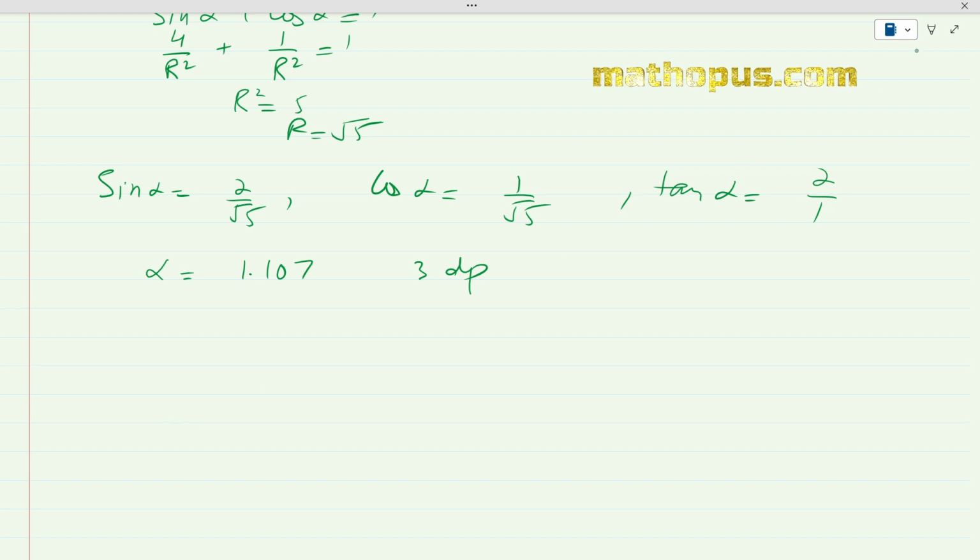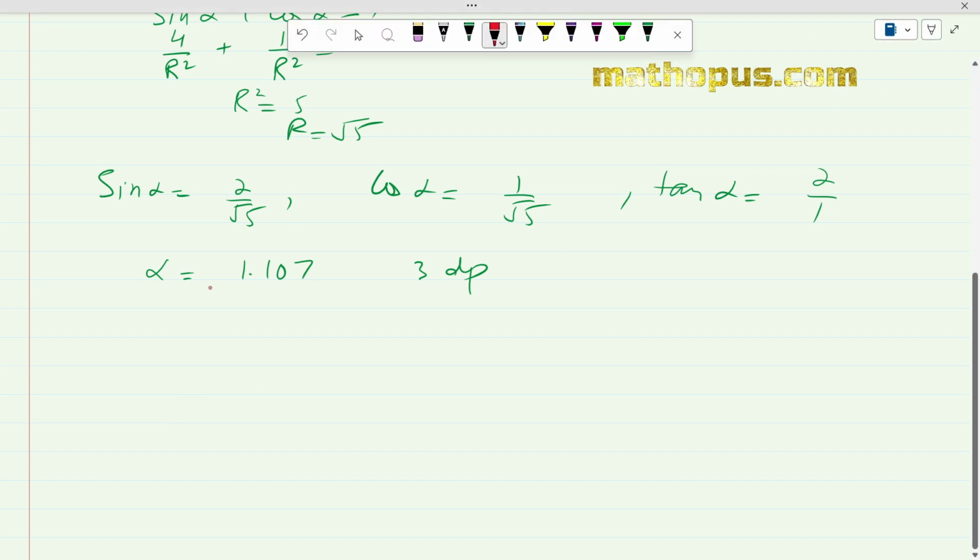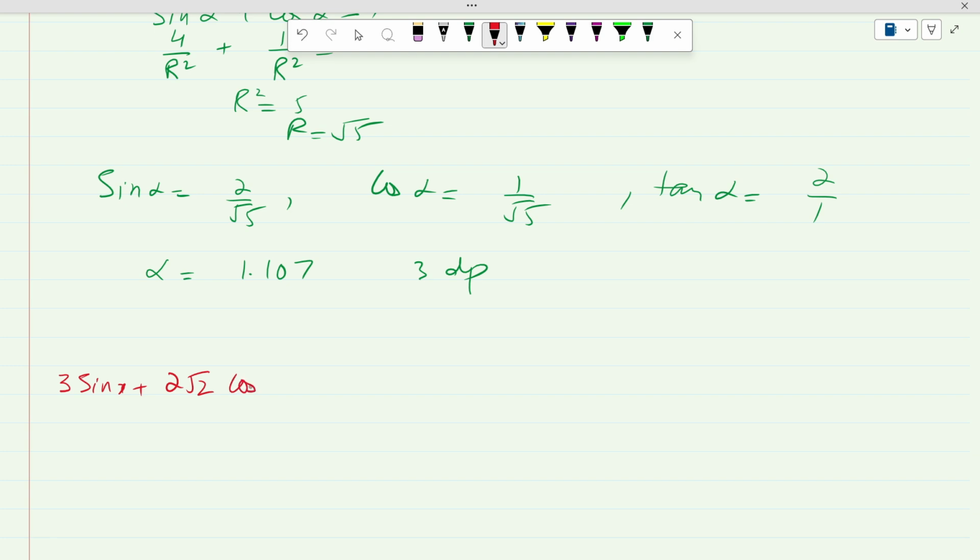So it means our required expression, which was 3 sin x plus 2 root 2 cos of (x plus pi over 4), becomes root 5 sin(x plus 1.107). This is our required R form.